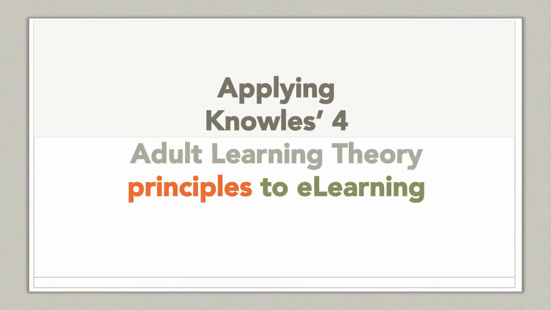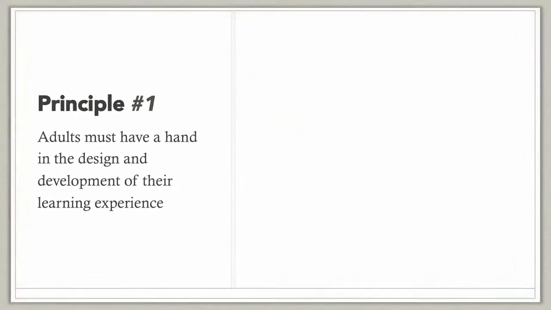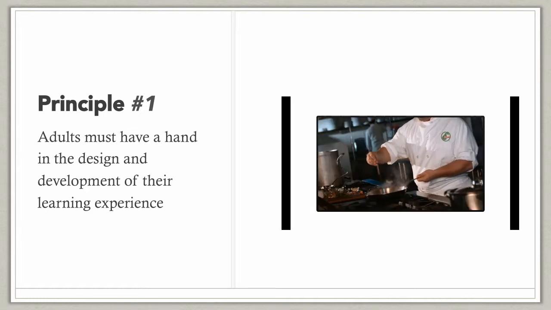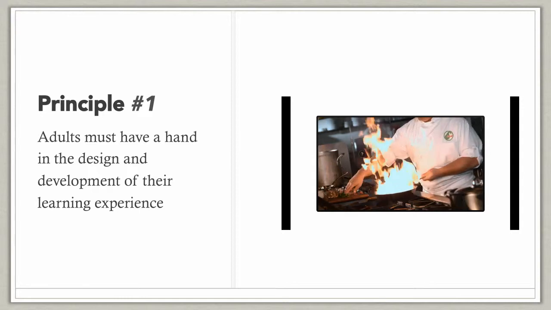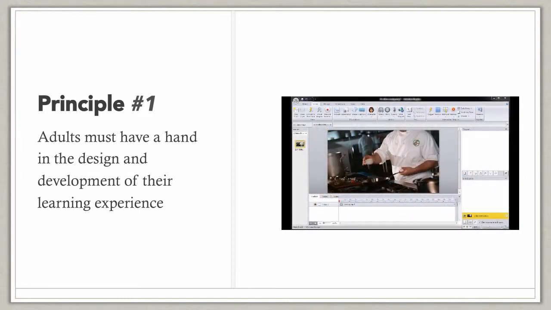Applying Knowles' 4 adult learning theory principles to e-learning. Principle number 1. Adults must have a hand in the design and development of their learning experience. While both adult and younger online learners must feel as though they are playing an active role in their own e-learning experience, for adult learners this is particularly important.